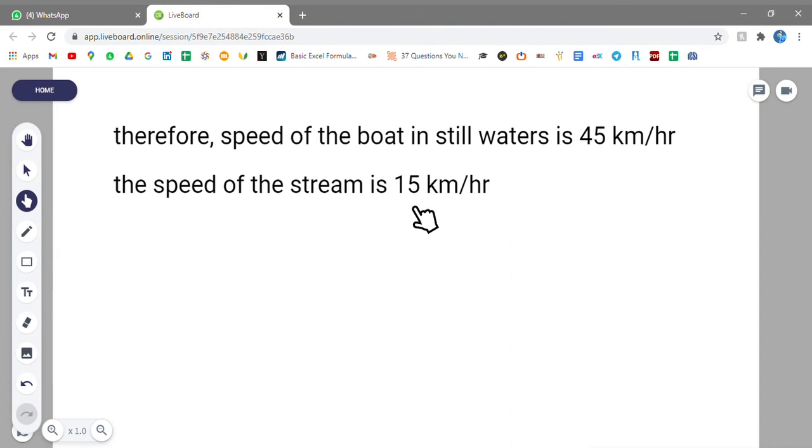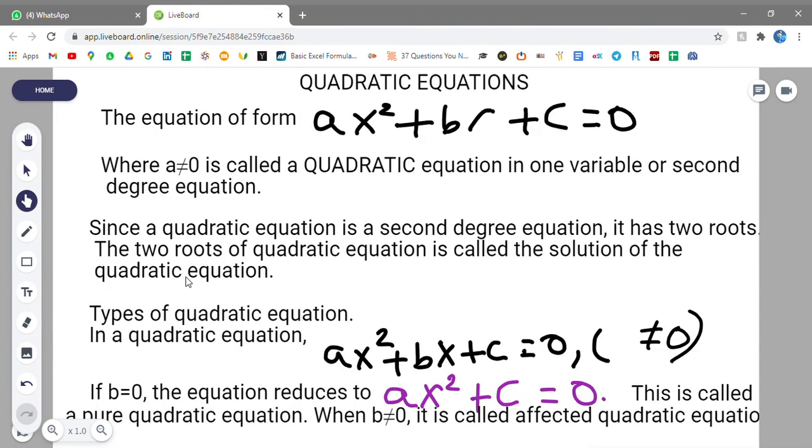Fine. Now here we come to the end of a few of the statement problems. I will be sharing a few of the other statement problems for you to practice. Please do practice those problems. Now let us go to the next concept, that is quadratic equations.